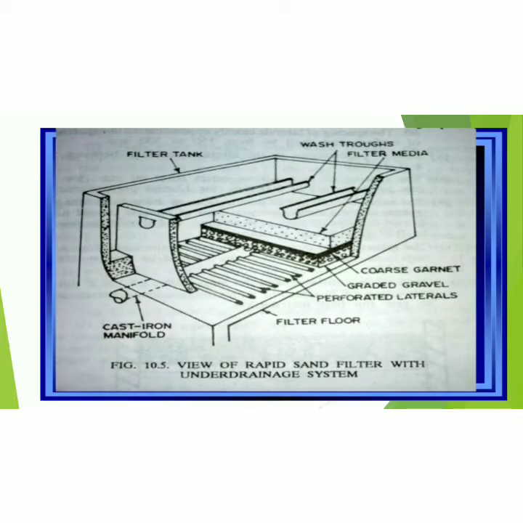So this is another representation. There is a view of a rapid sand filter with the under drainage system. You can see at the bottom there are lateral drains, and at the center you have a cast iron manifold, which is a central main for draining water after filtration. And you can see a filter tank, wash troughs, filter media, that is sand bed and gravel, coarse garnet and graded gravels, perforated laterals, and the filter floor. I will explain later what the actual advantage of wash troughs is.